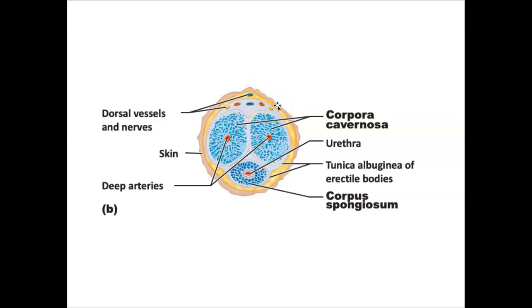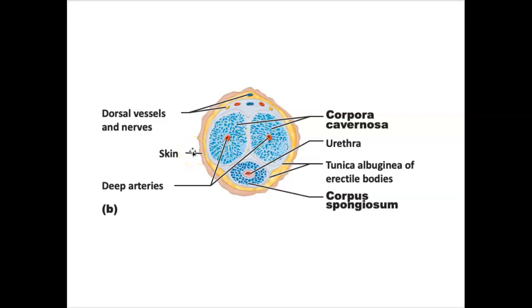On the dorsum of the penis, you'll also see these deep arteries in the corpus cavernosum, or corpora cavernosa if it's plural, of the penis. And this is what actually engorges. This is what you're getting the blood flow to, those cavernous areas, to actually cause the tissue to become erect.